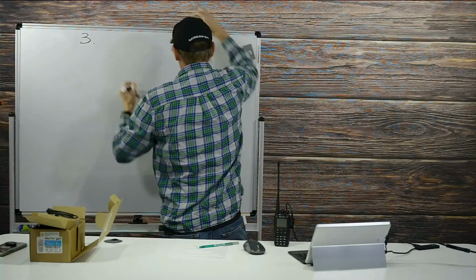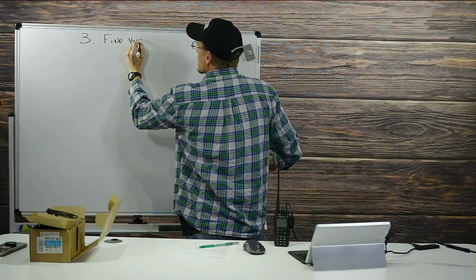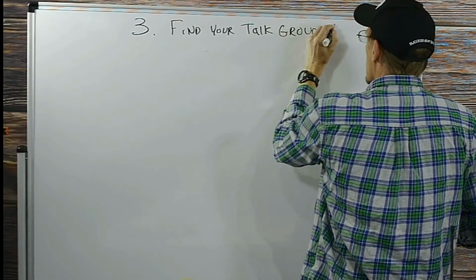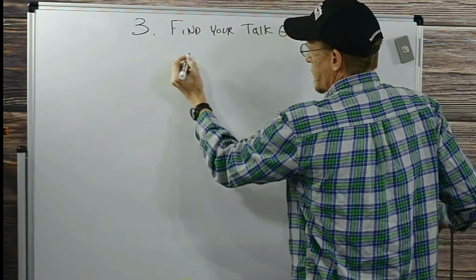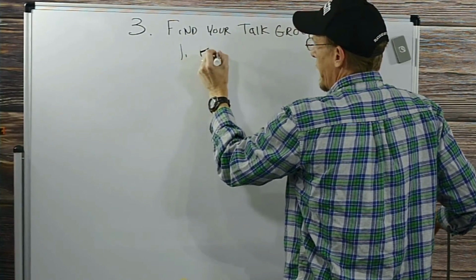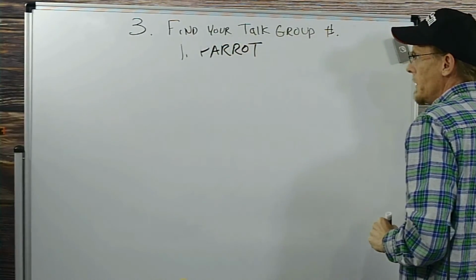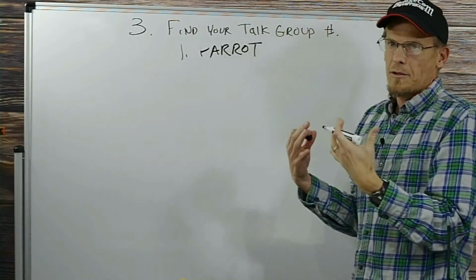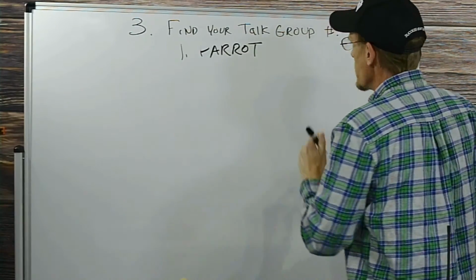So you want to find your talk group number. Okay, so I'm interested in, and this is where you need to go and hit what's called the parrot first. The parrot is going to tell you if you hit the repeater. Because when you hit the parrot, it's going to come back to you and say, I've got the thing set up, I've verified my radio on mutes and stuff. So what is the parrot's talk group number?